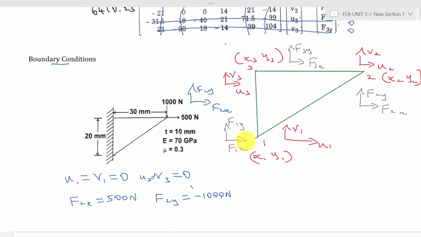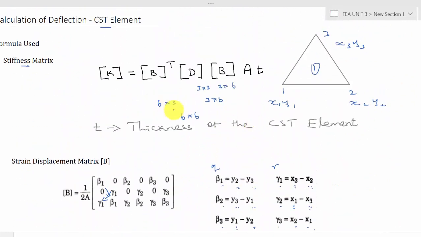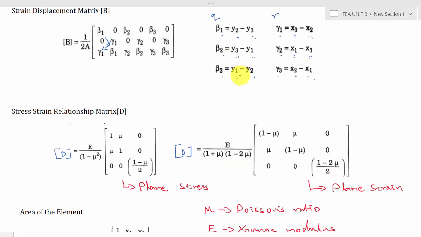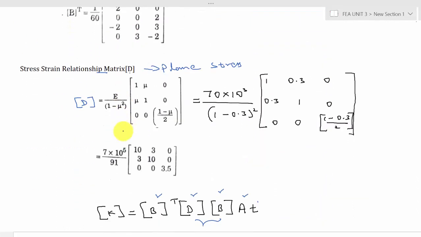Okay, so the first step is calculation of the stiffness matrix. To calculate the stiffness matrix, I have this equation, that is B transpose D B A into T. So first I have to calculate the B matrix. So this is the equation for the B matrix. Just remember the equation along with the beta values and gamma values, then the A. So after calculating all this, substitute here to find the B matrix. Then calculate the D matrix. Since it is plane stress, I have calculated the D matrix.